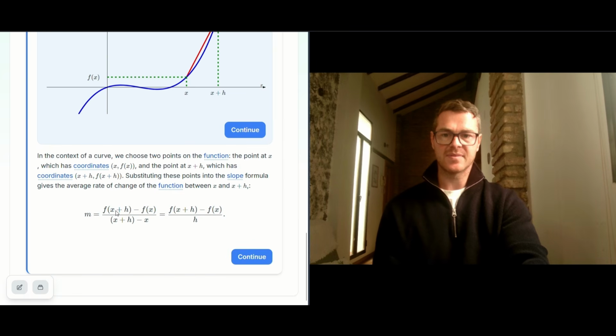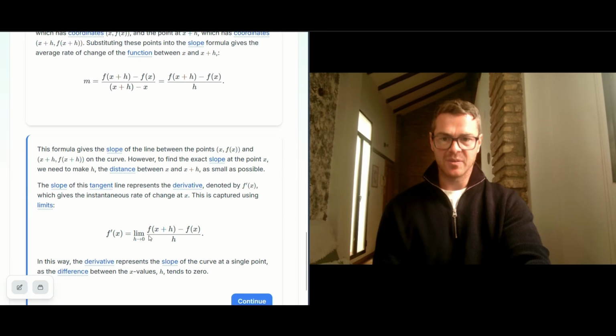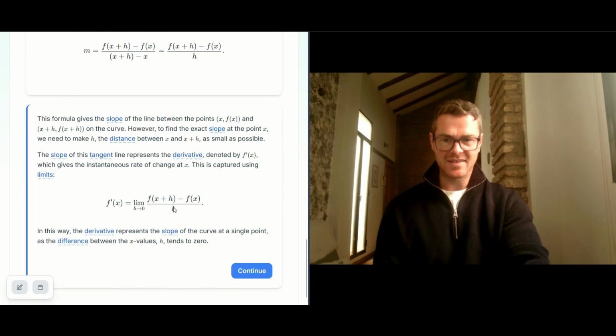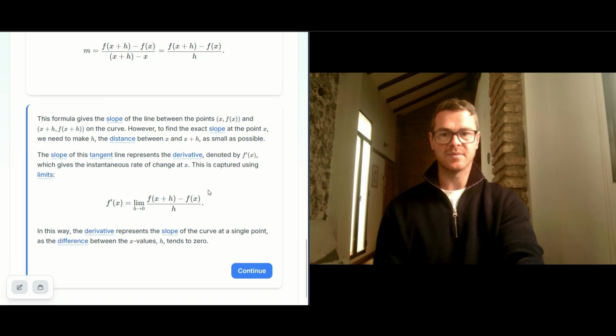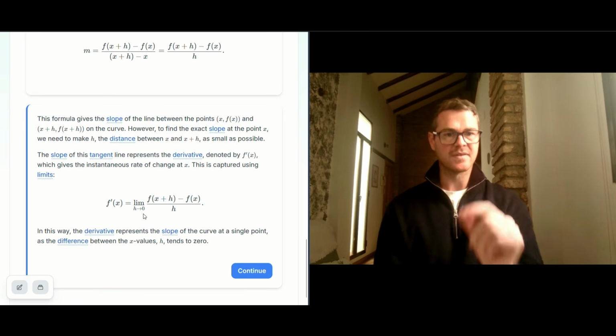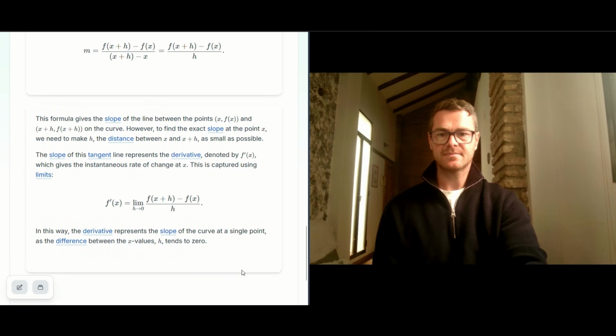So I have f of x plus h, this is your y2 minus y1 over x2 minus x1. And when I simplify that, the x's on the bottom line are going to cancel. And again, I'm going to make the distance h as small as I can. So I'm going to find the limit as h tends to 0. So I have y2 minus y1 over x2 minus x1, but I want the distance between the points equal to 0.